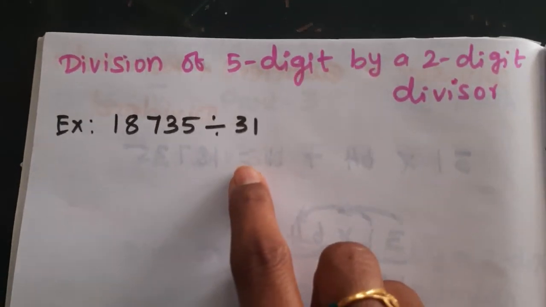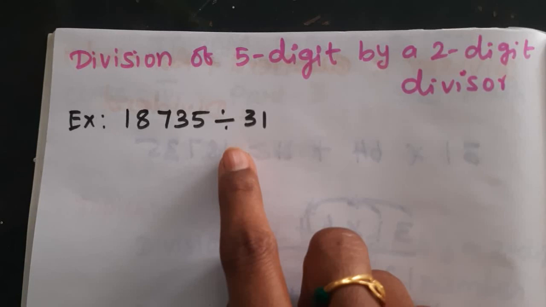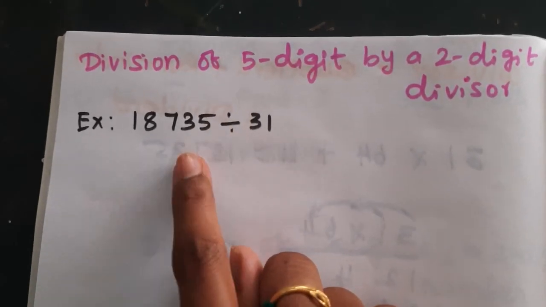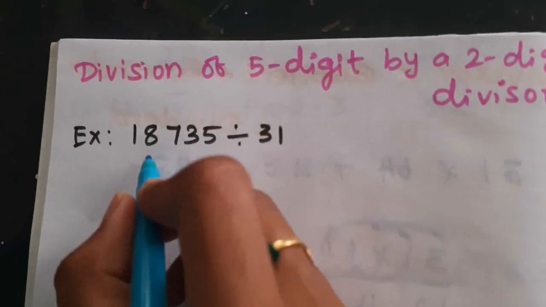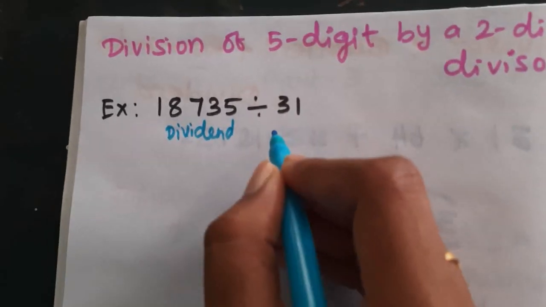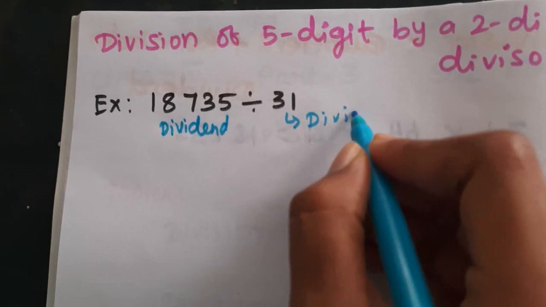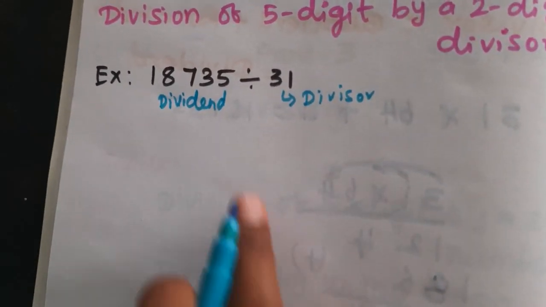So this is your example. I told you in the previous video itself, before the division symbol, that number we call a dividend. What is it? Dividend. After the division symbol, that number we call a divisor. So we have to do the division for the sum.